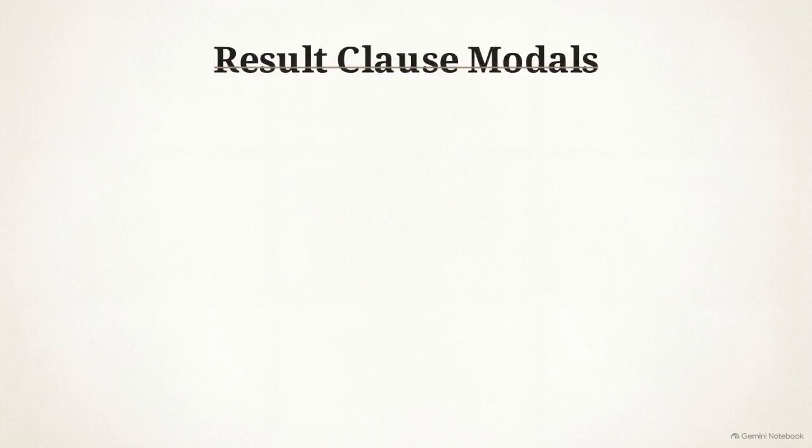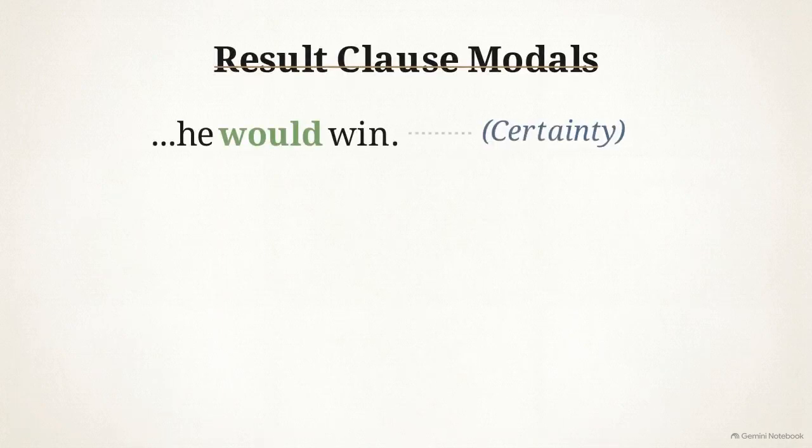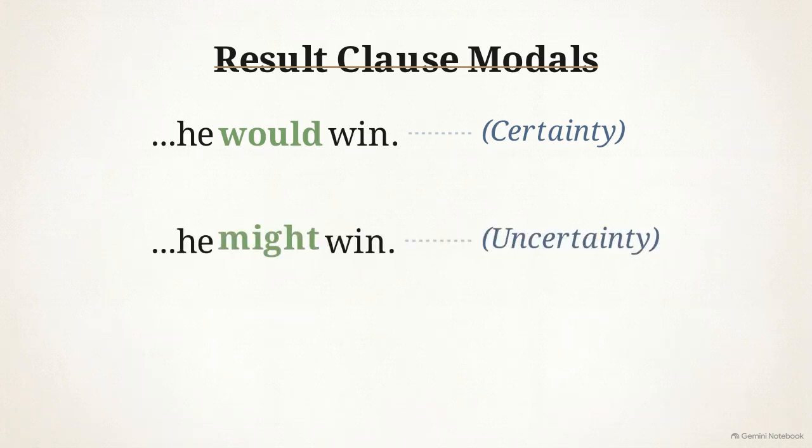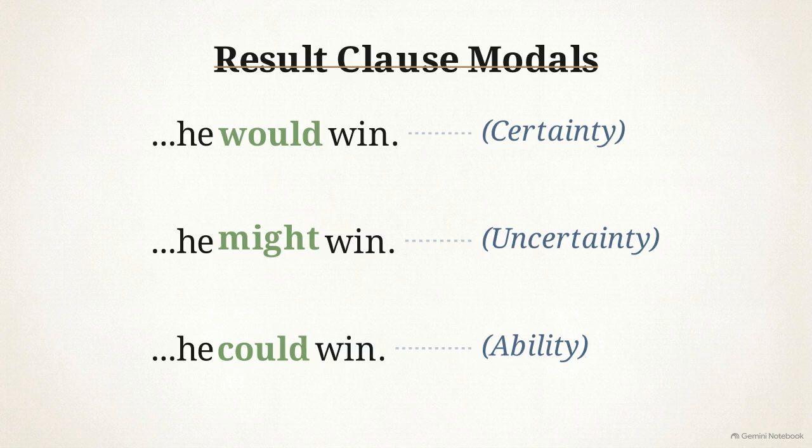You can also adjust the result clause. Using would implies certainty, but if you swap it out, you change the scenario. He might win shows uncertainty. Maybe it happens, maybe it doesn't. He could win indicates the physical ability to do it.